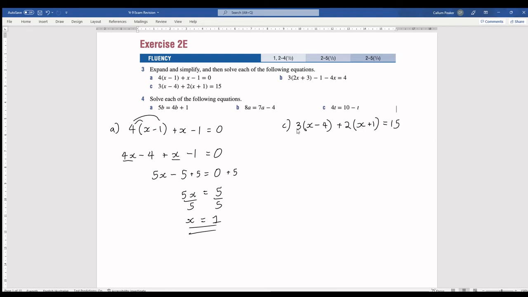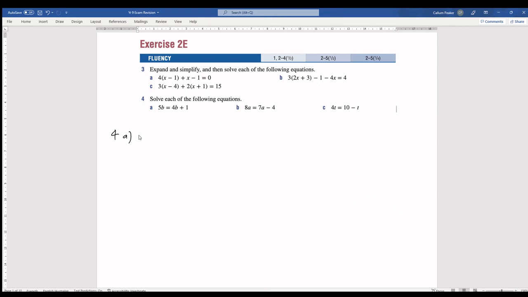I expand my bracketed terms, so this first term becomes 3x minus 3 times 4, which is 12, plus 2x plus 2 times 1, which is 2, equals 15. And then I go ahead and group my like terms. I've got 5 lots of x here, and I've got minus 12 plus 2, so that is minus 10 equals 15. I then add 10 to both sides, and that gives me 5x is equal to 25, or equivalently, x is equal to 5.